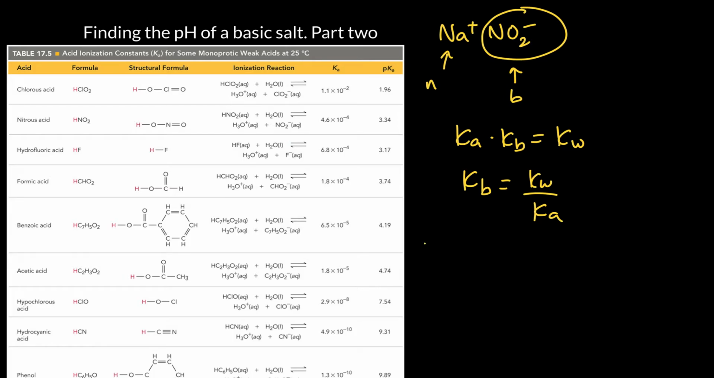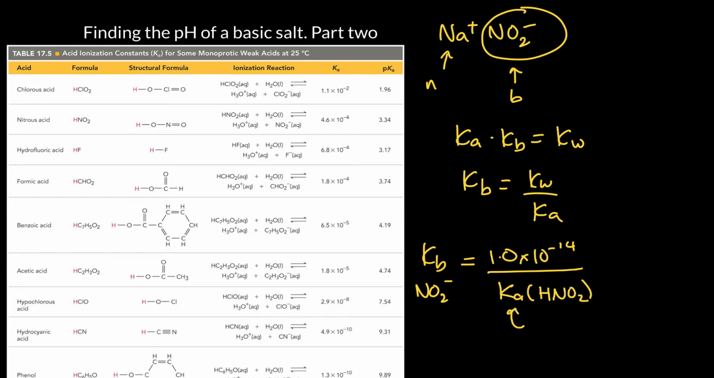So let's go ahead and do that. So Kb for the nitrite ion is equal to Kw, so at 25 degrees C, that is 1 times 10 to the minus 14, over Ka for the nitrous acid. And we already saw that that is 4.6 times 10 to the minus 4. And so we plug that in, we'll get Kb for our nitrite ion. And I get 2.2 times 10 to the minus 11. So it's very, very small, right? So it's not a very strong base at all.